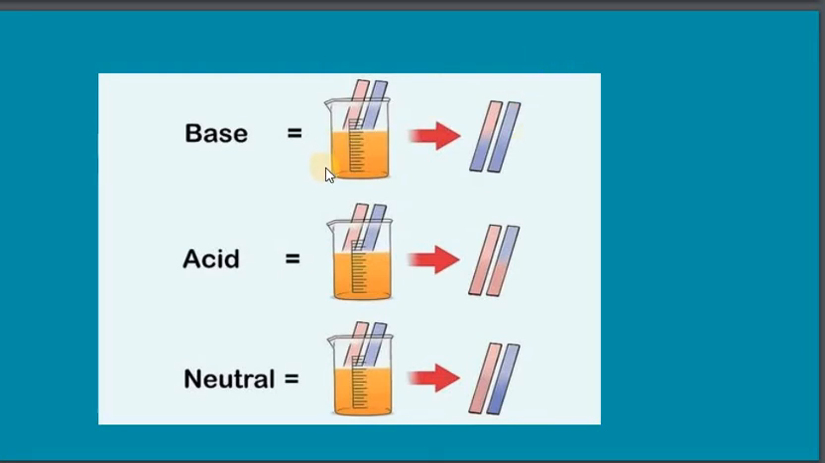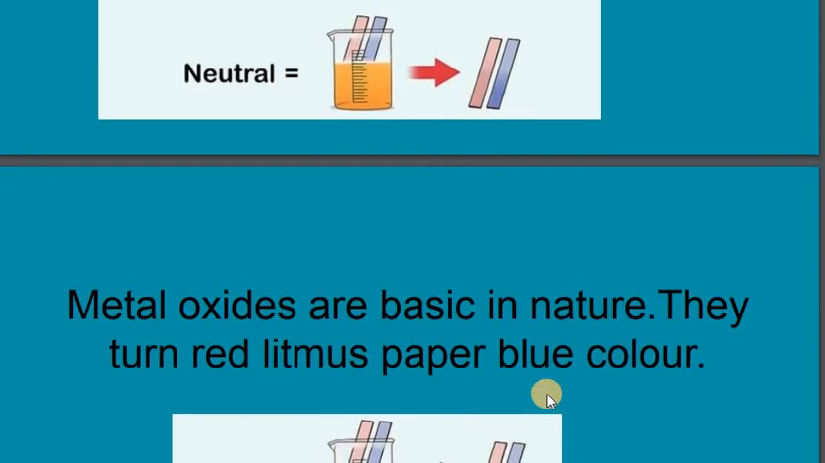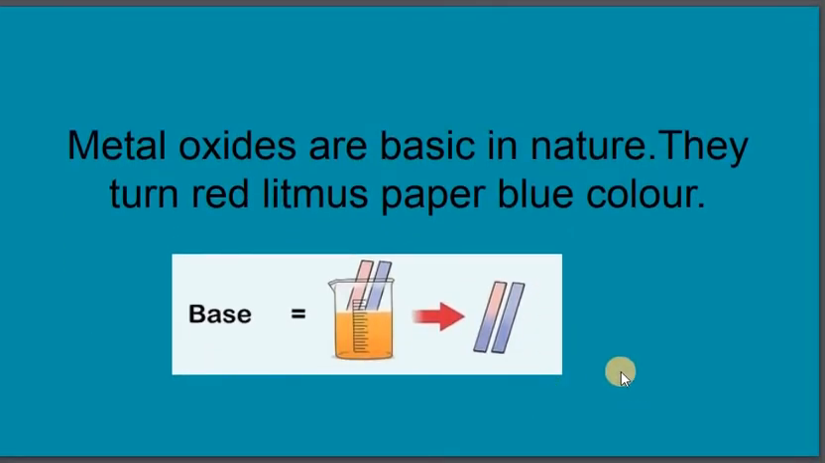When it is dipped into a basic solution, the red litmus turns blue in color. When it is dipped in acid, it turns red in color. If the solution is neutral, there is no change in the color. So metal oxides are basic in nature. They turn red litmus paper blue.